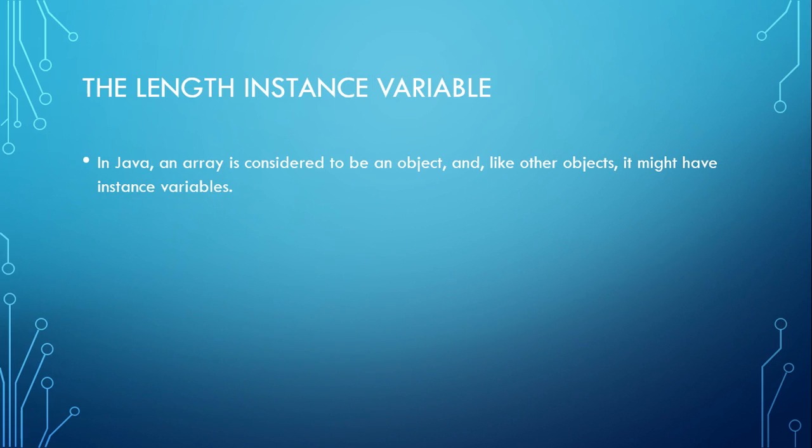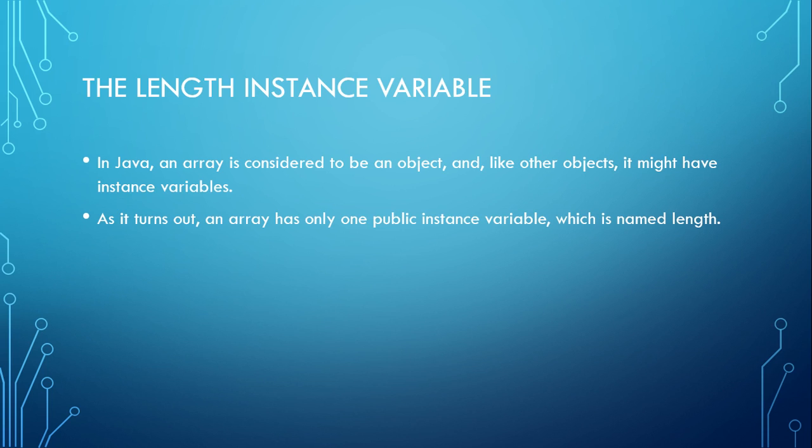So, in Java, an array is considered to be an object, and like other objects, it might have instance variables. As it turns out, though, an array only has one public instance variable, which is length. So we don't have to worry about a bunch of other ones. There's only one to worry about.